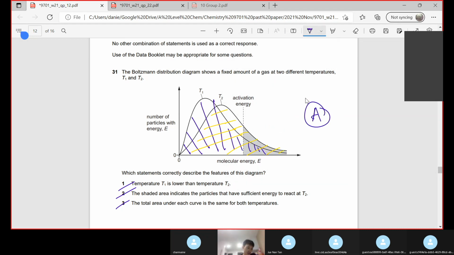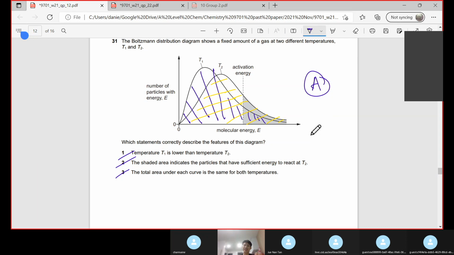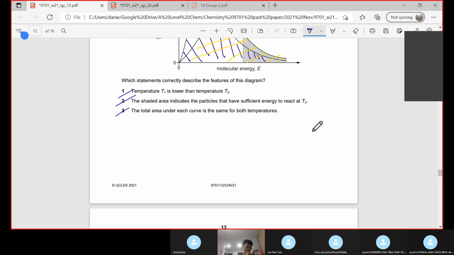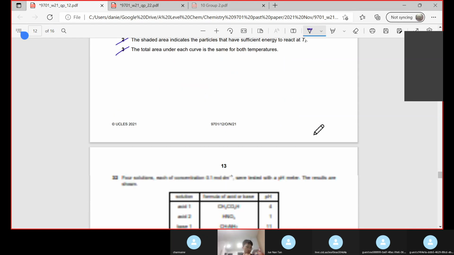I think statements 1 and 2 you should have no problem. Number 3, you need to be a little bit careful, okay? As statement 2 mentioned the shaded area, sometimes in statement 3 your mind will automatically treat the total area under the curve as the shaded area under the curve. That is the thing that you need to be careful about. Okay, 32.